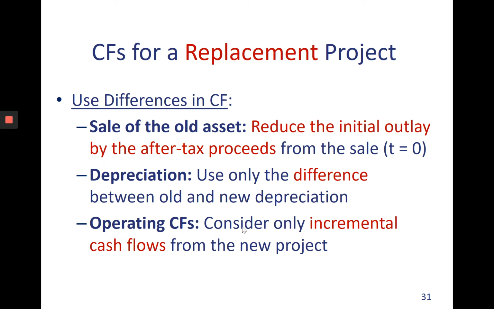The second area where we have to look at differences, and this one is a little tricky, is the depreciation difference. The old machine was giving us some depreciation per year. The new machine, given its higher cost, will give us a different amount of depreciation. But we should use only the difference between old and new depreciations in the formulas that we've seen so far.